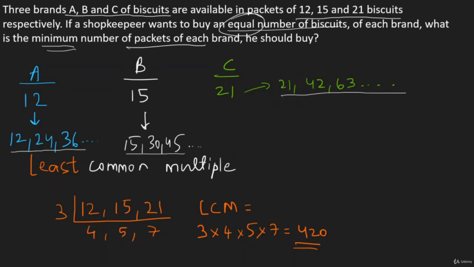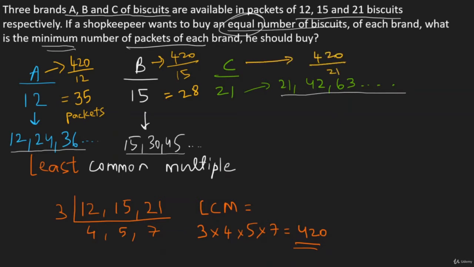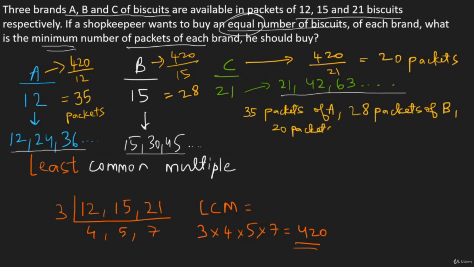Therefore, if he has to get 420 biscuits of type A, and in each packet you have 12 biscuits, he has to buy 420 divided by 12, that is 35 packets of type A, right? Similarly, when it comes to biscuits of type B, he has to buy 420 by 15, that's 28 packets. And biscuits of type C, that's 420 by 21, or you get 20 packets. Therefore, the answer is that he has to buy 35 packets of type A, 28 packets of type B, and 20 packets of type C.